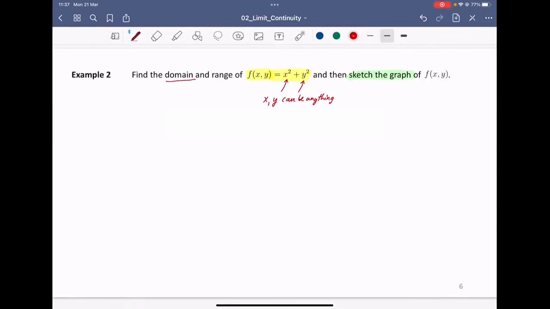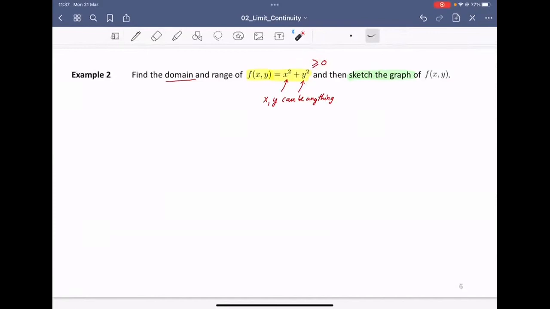After I plug in x and y and compute it, the result is going to be greater than or equal to 0 for sure. Because what? Because these things are squares. So this thing is non-negative, this thing is non-negative, and when you add them up, it's non-negative as well. Good. This is the basic thing that I know. Now I want to sketch it.